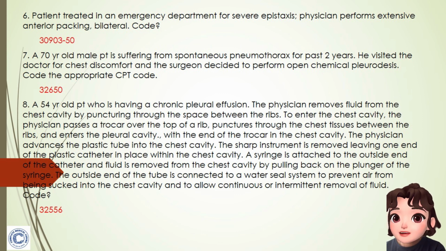Next question. A 70-year-old male patient is suffering from spontaneous pneumothorax for the past 2 years. He visited the doctor for chest discomfort and the surgeon decided to perform open chemical pleurodesis. Code the appropriate CPT code. So here, what is the surgeon performing? Chemical pleurodesis. So you need to code for the pleurodesis only. If you go to the index page, you will check for pleurodesis and you will directly get the code 32650.